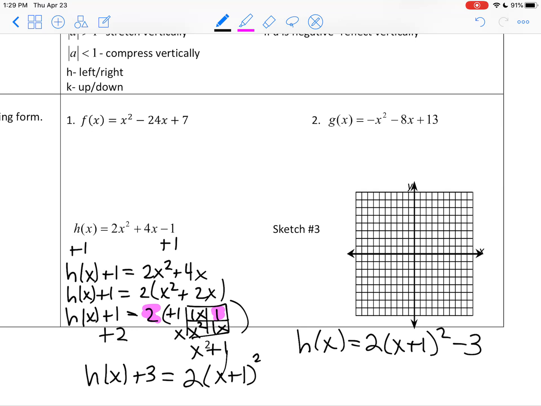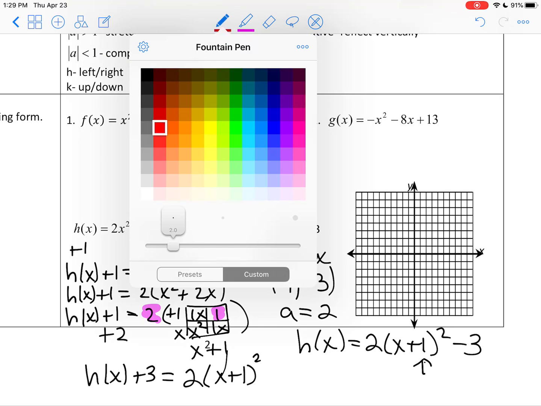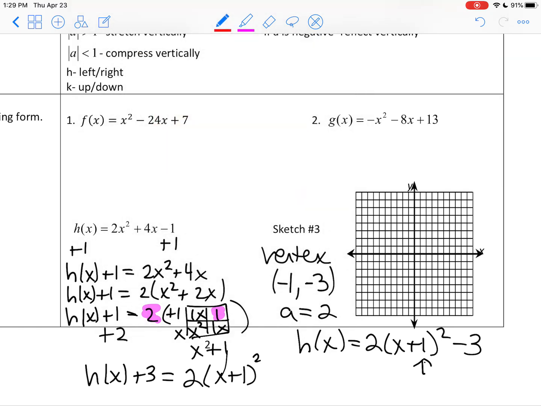Okay, so my vertex, to graph it. So it's a positive 1 inside the parentheses, which makes it actually a negative 1. It's opposite, and a minus 3. And my a is equal to 2. So I'm going to change colors here so it's easier to see on the graph. So I'm going to go and plot negative 1, 3. All right. Now this is where the 2 comes in. The 2 tells me it opens up and it has a vertical stretch of 2.